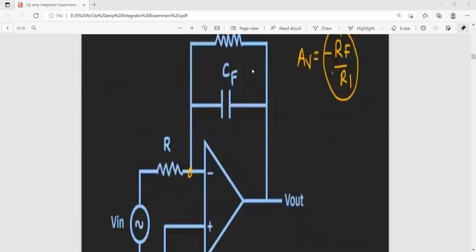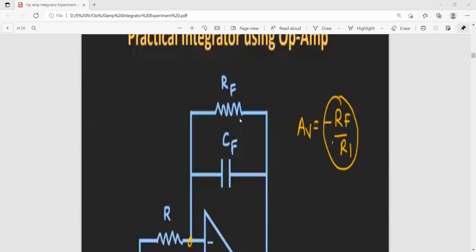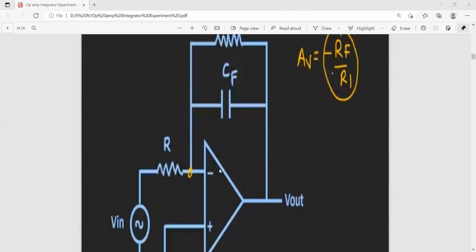One additional resistor we have to add. For high frequency signals, the reactance will be very small. For high input signals which pass through this; for low frequency, it is almost zero.